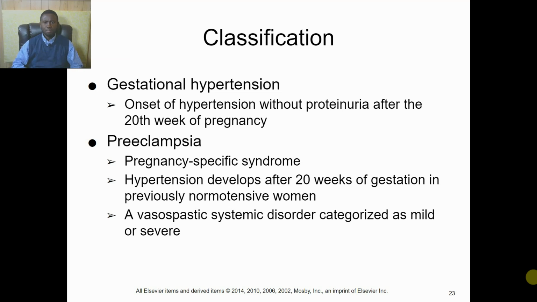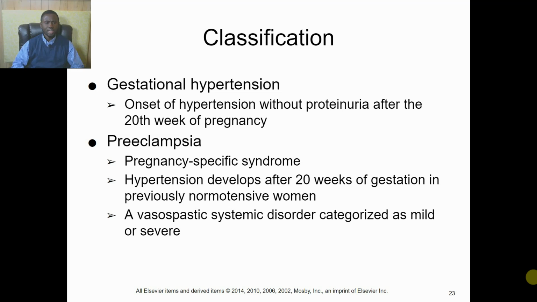Development of hypertension and proteinuria in a previously normotensive woman after 20 weeks of gestation is what we call preeclampsia. This can also be diagnosed in the early postpartum period right after birth. In the absence of proteinuria, the development of new onset hypertension with the new onset of any of the following can also result: thrombocytopenia, renal insufficiency, impaired liver function, pulmonary edema, or cerebral and visual symptoms.